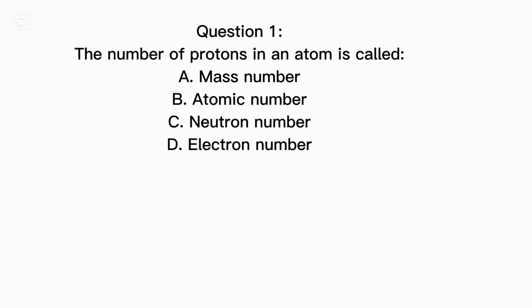From this explanation, you will know that atomic number is the number of protons in an atom. The answer here is B. So don't get confused. Whenever you see a question like this, try and understand the question first before you choose.